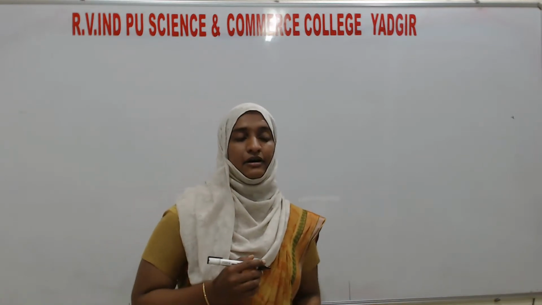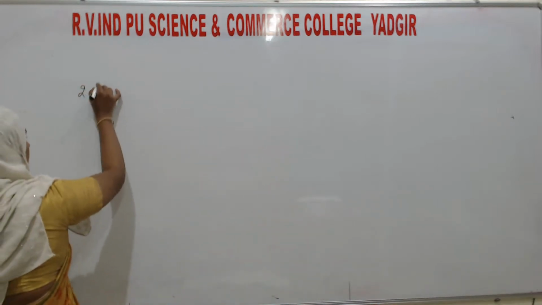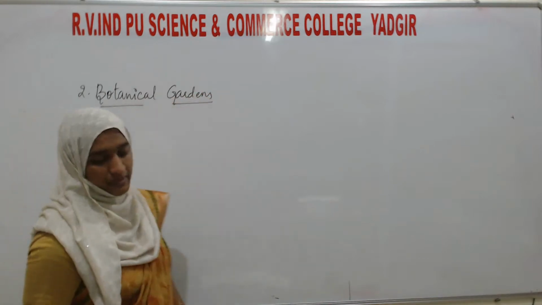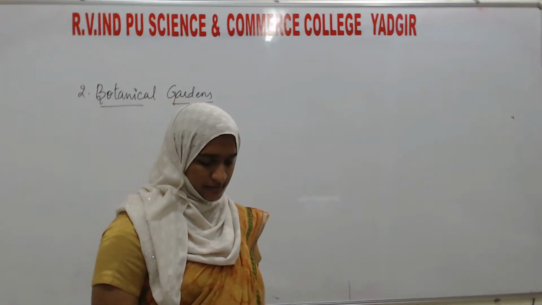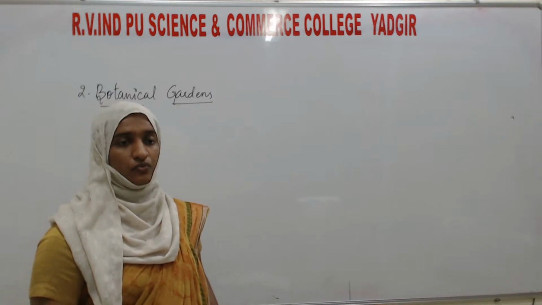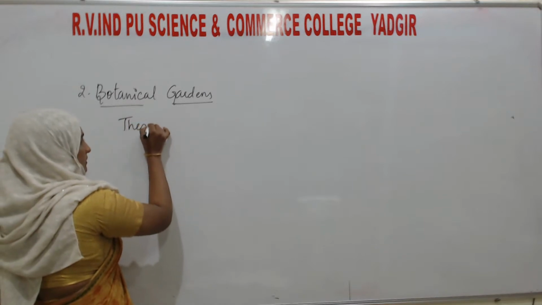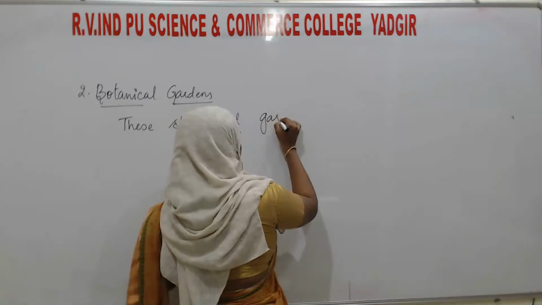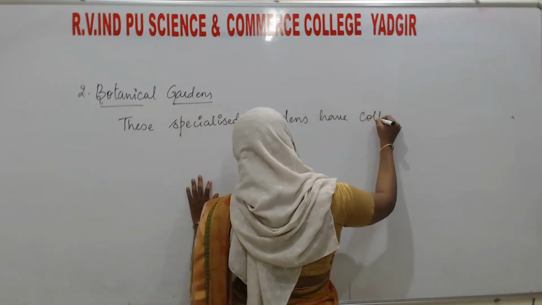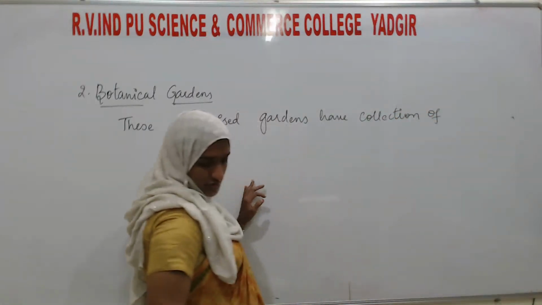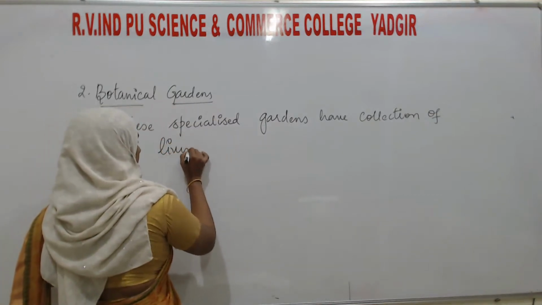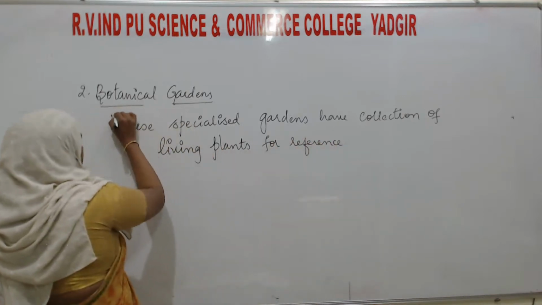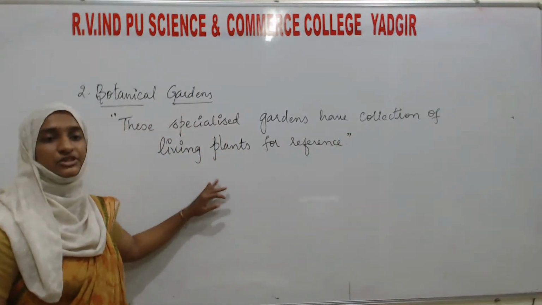The second taxonomical aid is the botanical garden. Botanical gardens are specialized gardens that have a collection of living plants for reference, which is used for the identification and classification of plant species.